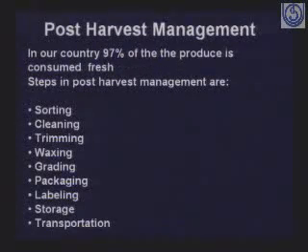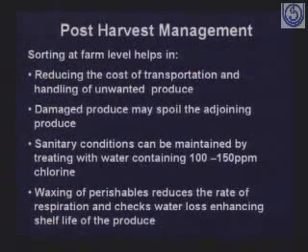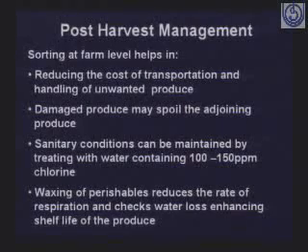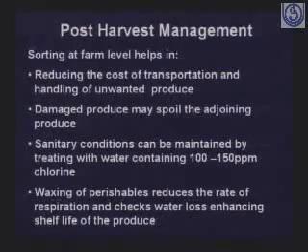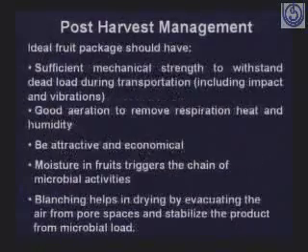Post-harvest management includes all the following steps. If you see, we have to do sorting, cleaning, trimming, waxing so that moisture content is maintained, grading, packaging, labeling, storage and transportation. Post-harvest management reduces the cost of transportation and handling. Damaged produce may spoil the adjoining produce, so we can remove it. Sanitary condition can be maintained by treating with water containing 100 to 150 parts per million chlorine. Waxing of perishables reduces the rate of respiration, checks water loss, and enhances shelf life of the produce.